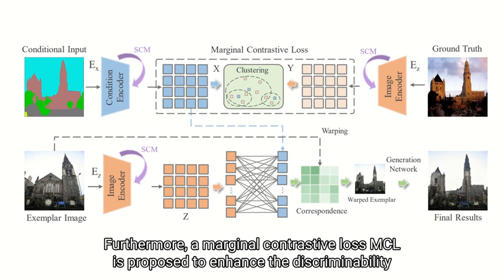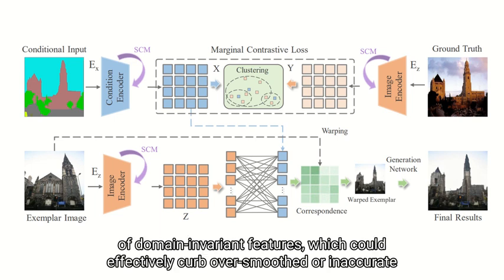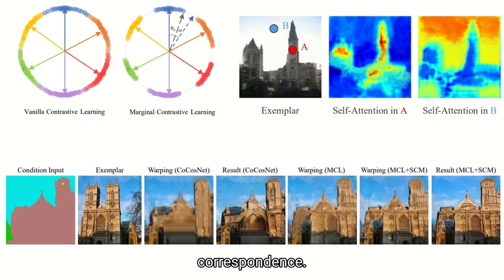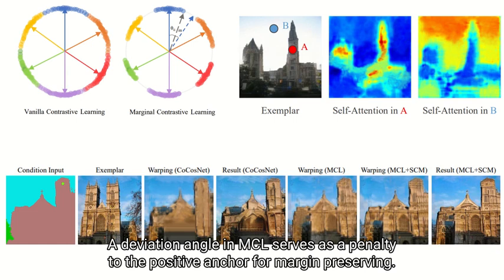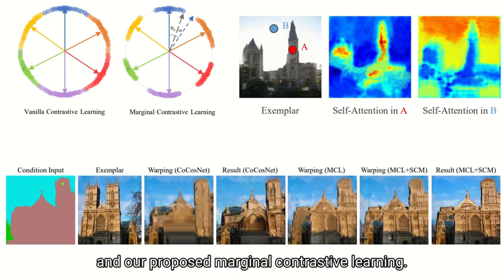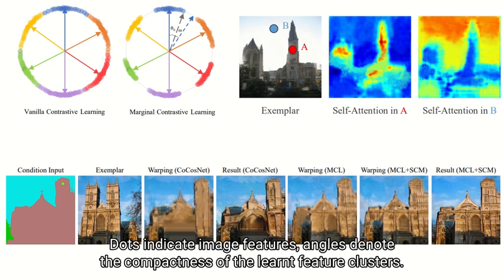Contrastive learning could explicitly yield the domain-invariant features. Furthermore, a marginal contrastive loss, MCL, is proposed to enhance the discriminability of domain-invariant features, which could effectively curb oversmoothed or inaccurate correspondence. A deviation angle in MCL serves as a penalty to the positive anchor for margin preserving. Here is an illustration of learned feature representations with vanilla contrastive learning and our proposed marginal contrastive learning. Dots indicate image features. Angles denote the compactness of the learned feature clusters.